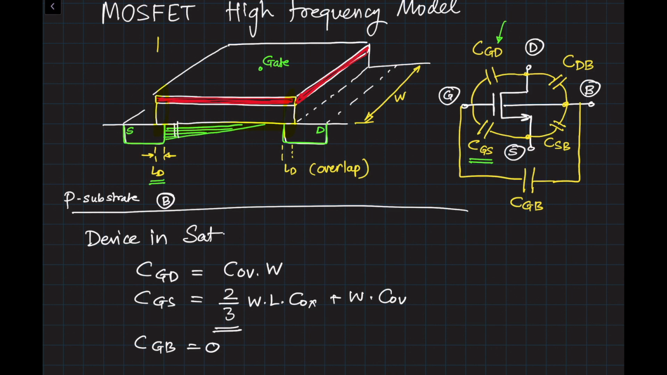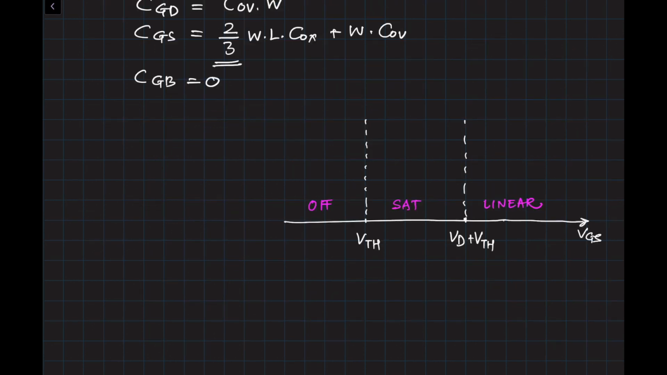Graphically, we can show the capacitance as a function of gate to source voltage, or the region of operation, as follows. On the x-axis, I have VGS changing from 0 all the way up. When VGS is below VTH, the transistor will be off. When VGS is between VTH and VD plus VTH, the transistor is in saturation region. And if VGS increases beyond the VD plus VTH value, then the transistor will be in the linear region.